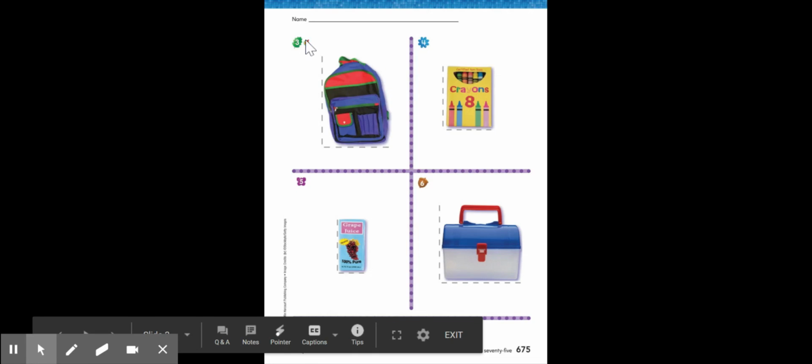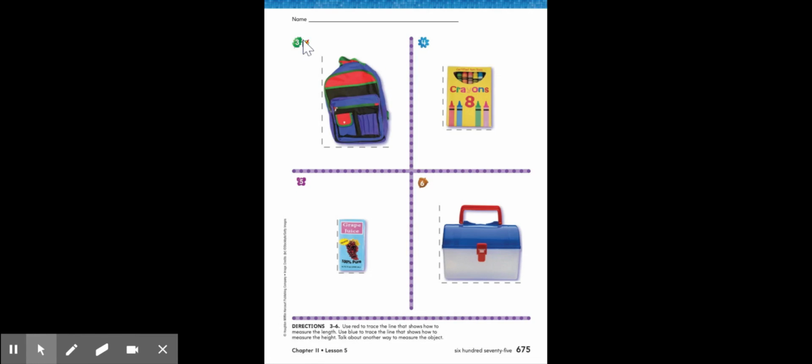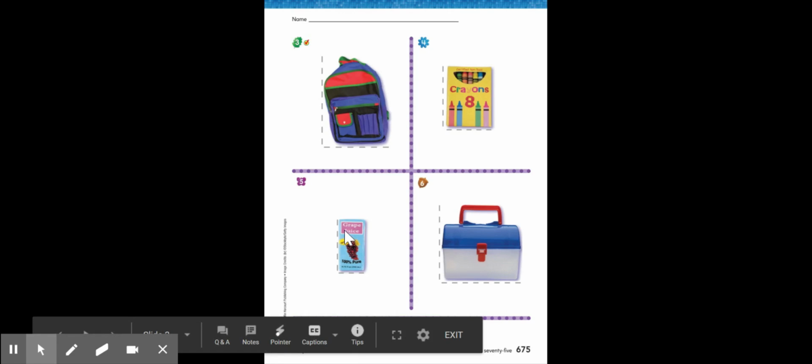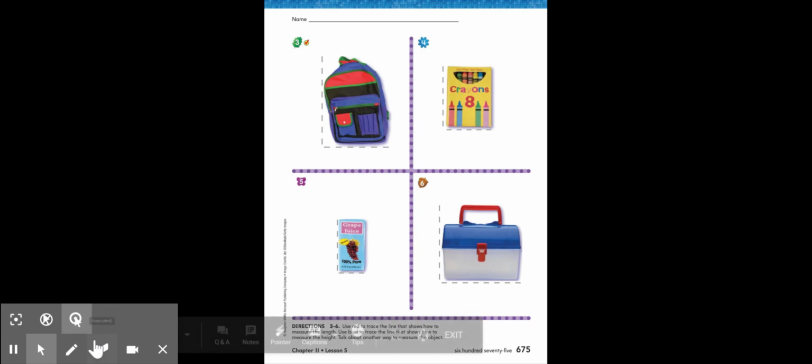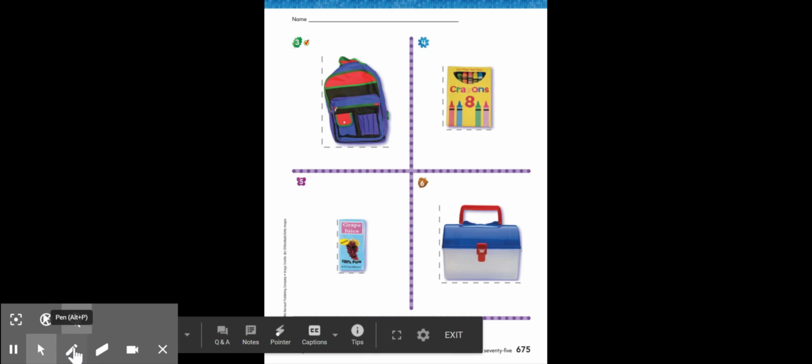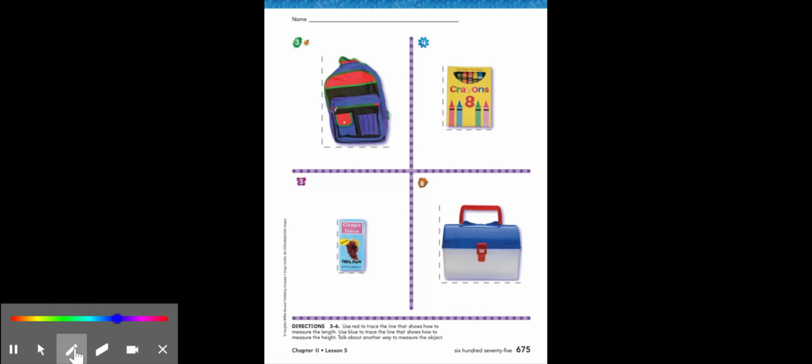We're only going to do 5 and 3 together. So we'll measure the backpack and the juice box, and then as a bonus, I'm going to ask you to compare the lengths and the heights of the backpack and the juice box, and to keep in mind the weight of this object.